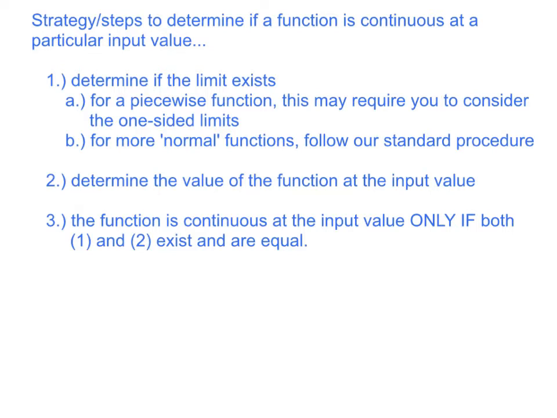If that limit exists, great, keep going. If that limit doesn't exist, then there's no way the function is going to be continuous. Think about that. If the limit doesn't exist, it means the two sides didn't meet, which means I don't even care what happens at that value, right? So after we find out if the limit exists, our next step is to find out what the value of the function is at that input value. In other words, actually plug in the value, right?